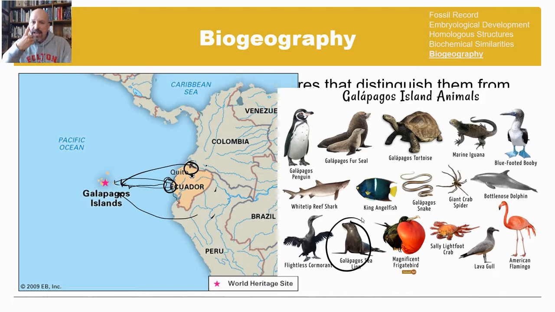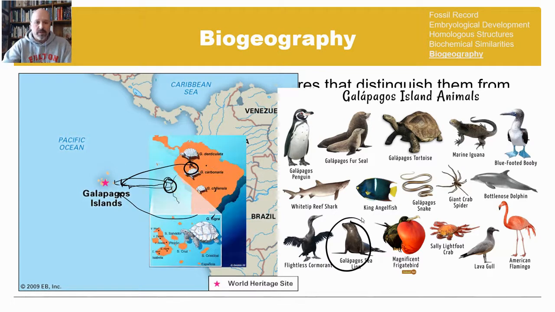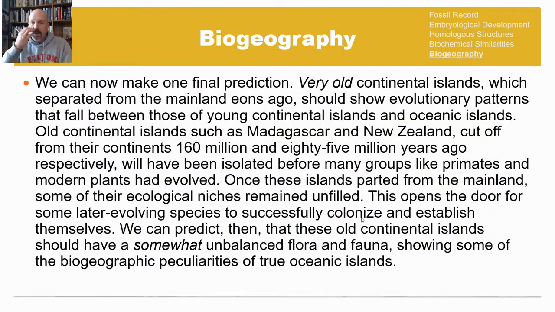So it makes sense that these species, where you find them for biogeography, are found there for a very specific reason. There's the idea of the tortoise. So I'm just going to wrap up with a couple more paragraphs. We can now make one final prediction.